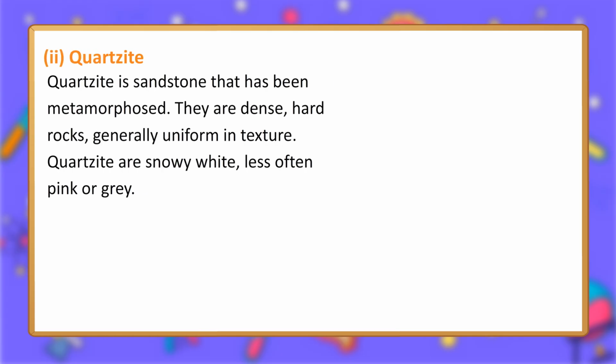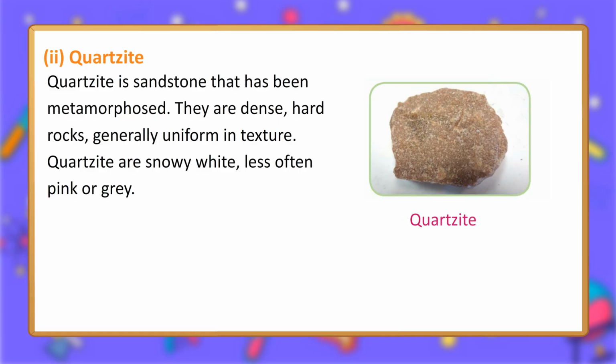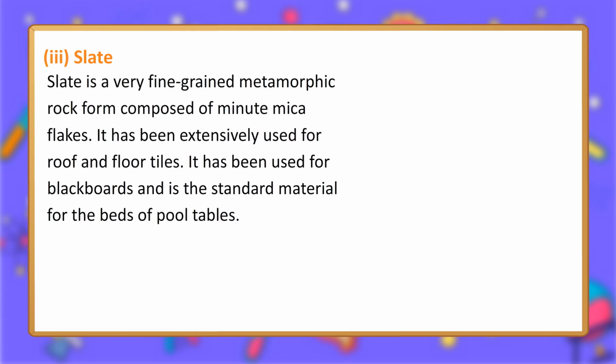Quartzite. Quartzite is sandstone that has been metamorphosed. They are dense, hard rocks, generally uniform in texture. Quartzite are snowy white, less often pink or gray. Slate. Slate is a very fine-grained metamorphic rock composed of minute mica flakes.